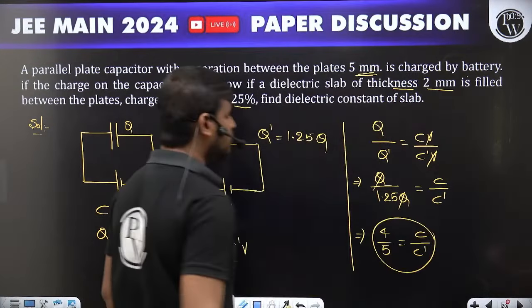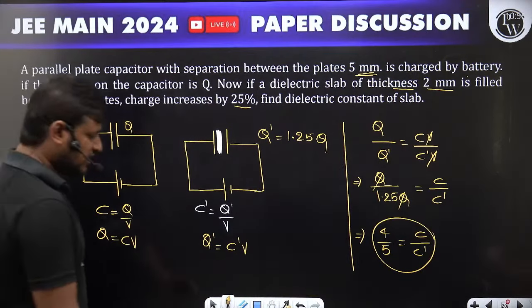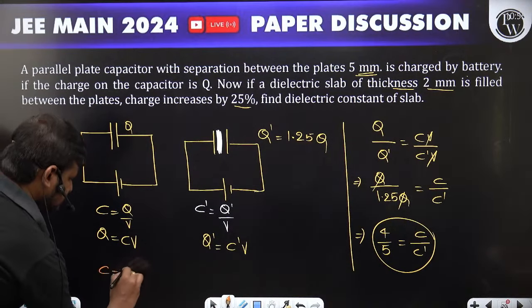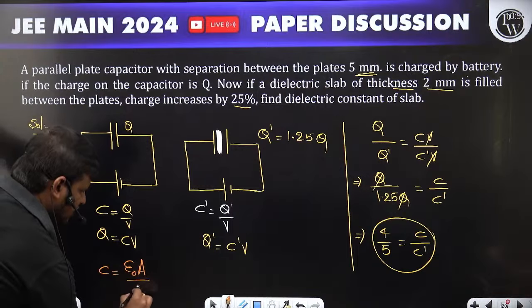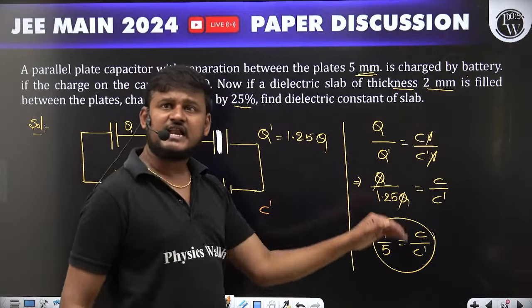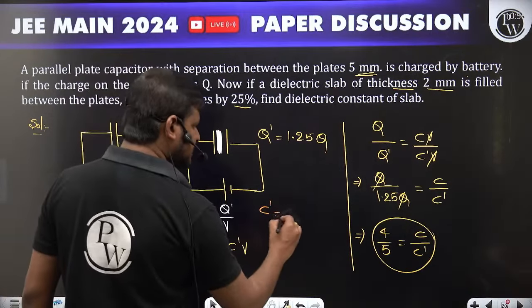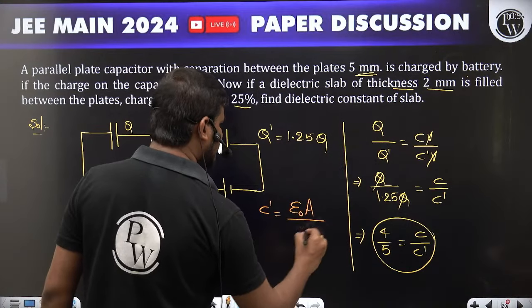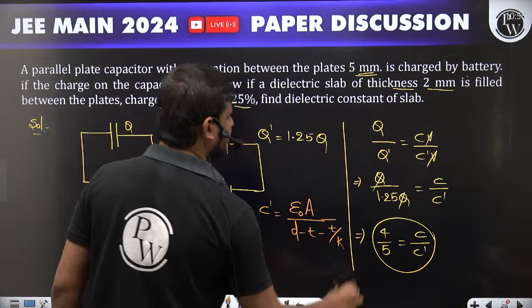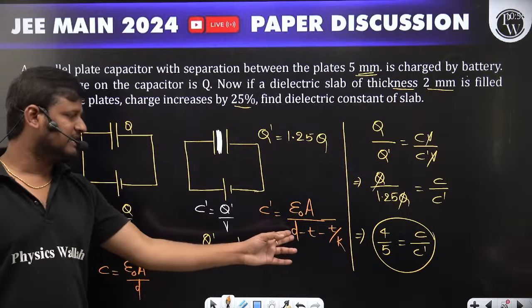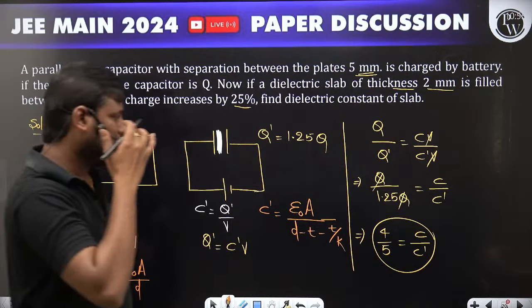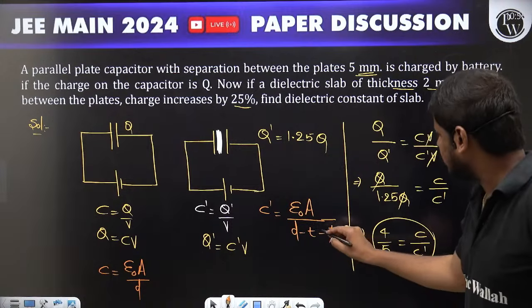Now the thing is, what is C and what is C dash? C is the capacitance when there is no dielectric placed, so the capacitance without the dielectric is epsilon naught A by D. And C dash is the capacitance when the dielectric is placed, so it becomes epsilon naught A by D minus T plus T by K. Sorry, this formula is plus.